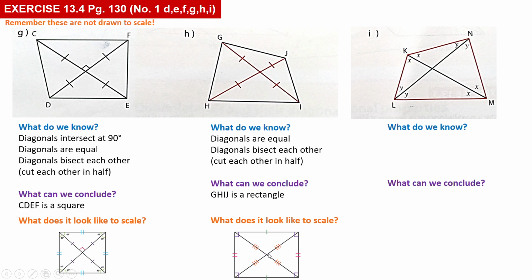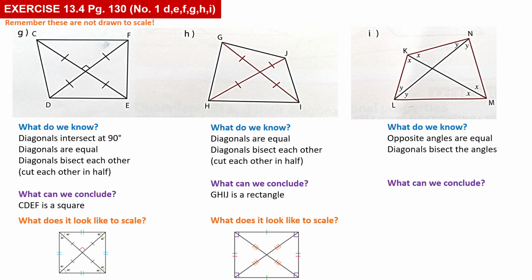And then the last one that you had to do for homework was I. Alright, for I, what do we know? We know that the opposite angles are equal. Not all of them are equal, only the opposite ones. So it's definitely not a square or a rectangle.